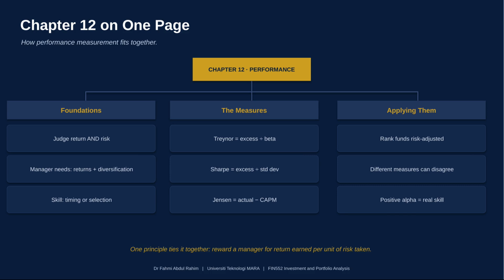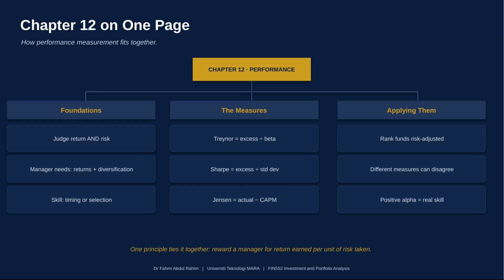Here is the whole chapter on a single page, your revision map. At the top, our subject, Chapter 12, Portfolio Performance. Everything flows into three pillars. The first pillar, foundations, the core principle that you judge both return and risk, the two abilities a manager needs, above average returns and complete diversification, and the two sources of skill, timing or selection.